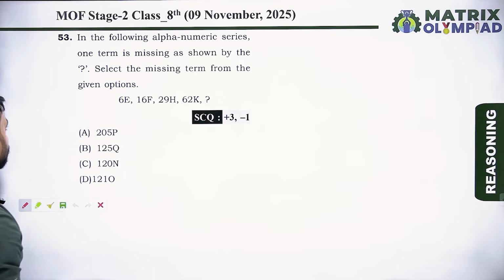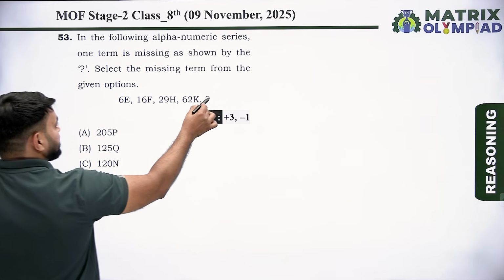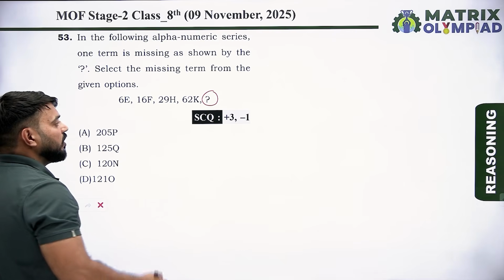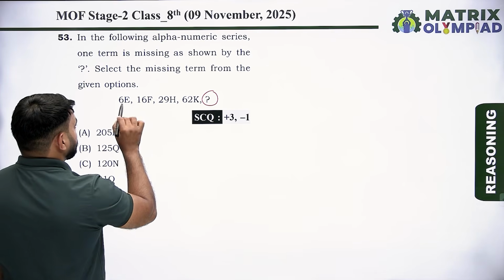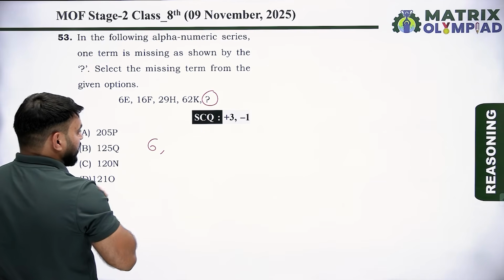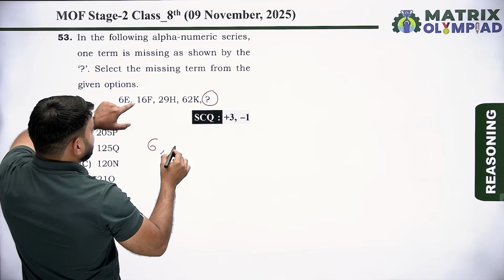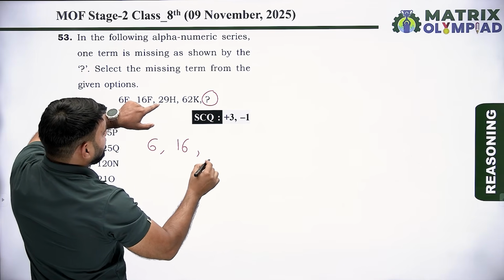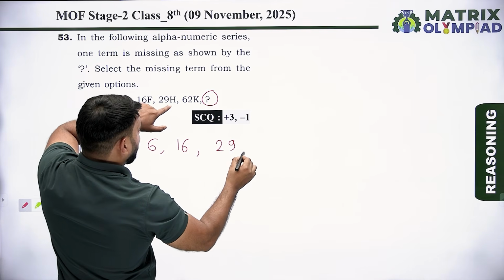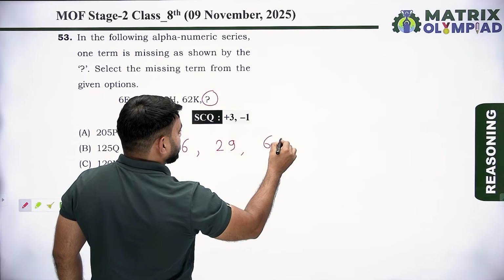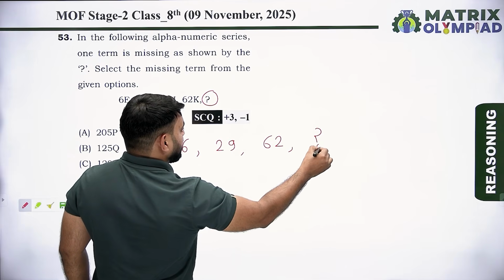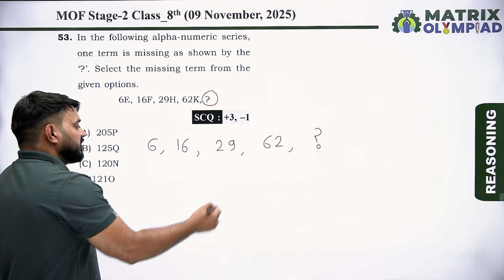So now the next question is question number 53. In the following alphanumeric series, one term is missing. Find the missing term of the given alphanumeric series. So using the numbers of the given series, the first number is 6. After 6, next is 16. After 16, next is 29. After 29, next is 62, and find the next number after 62.